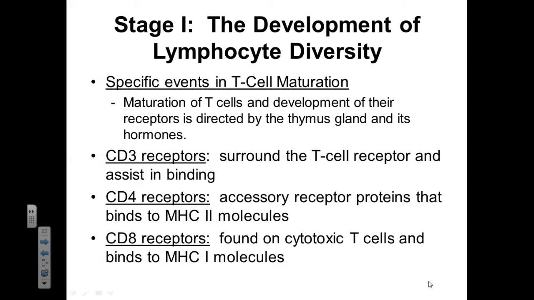There are several receptors that I want you to focus on for the T cells. Those are CD3, CD4, and CD8 receptors. The CD3 receptors are going to surround our T cell receptors and assist in binding when an antigen-presenting cell presents an antigen to a T cell. The CD4 receptors are accessory receptor proteins that bind to our class II MHCs. And then finally, CD8 receptors are found only on cytotoxic T cells and bind to the MHC I molecules. Recall, MHC II molecules are present only on phagocytically active cells, and MHC I molecules are present on all nucleated cells in our bodies.